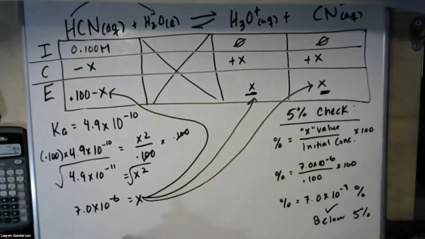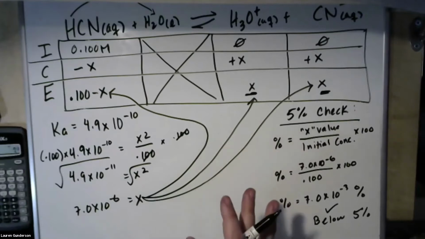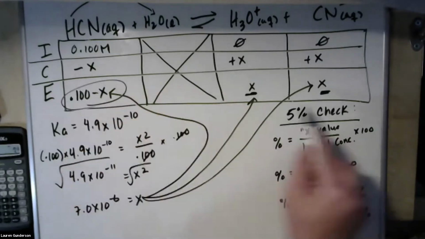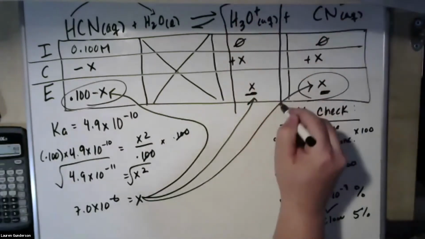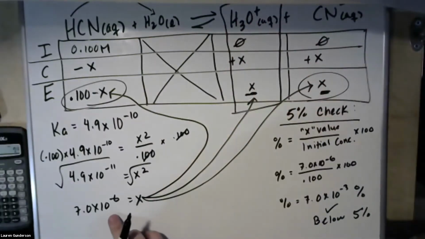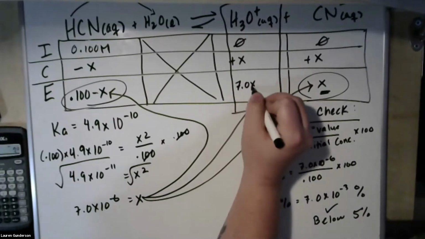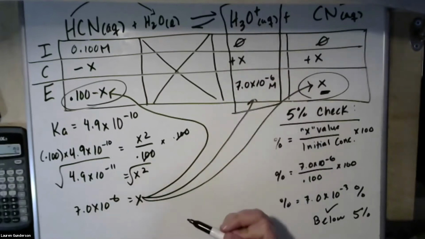Now, this question only asked us to find the pH. Oh no, it wants us to find the H3O plus and the pH of this solution. Okay, that means that we don't necessarily have to solve numerically here. We have to focus in on this column. So we're going to take our 7 times 10 to the negative 6. That is our concentration of H3O plus.